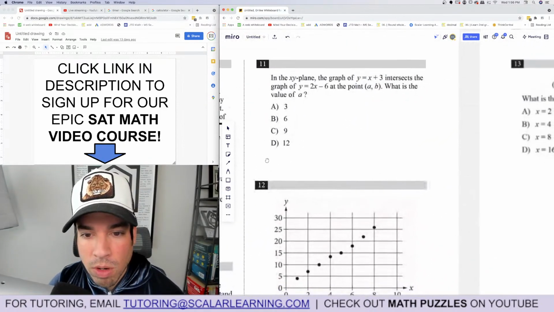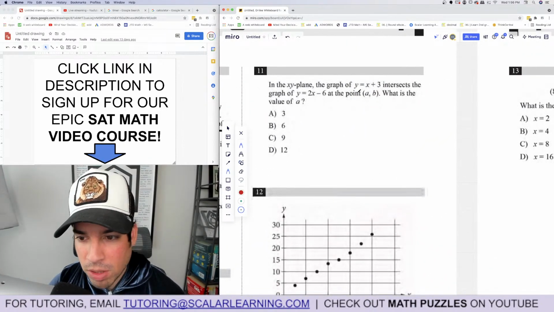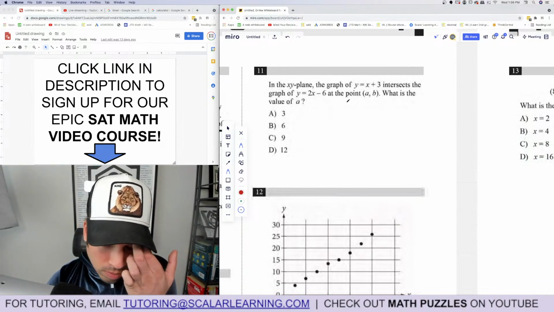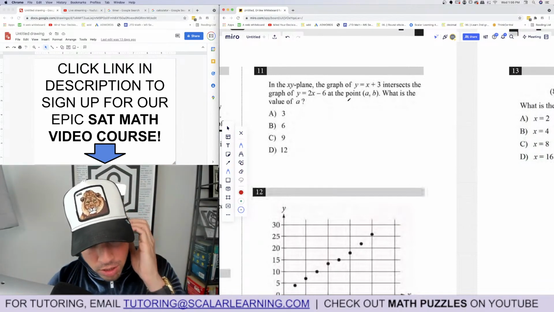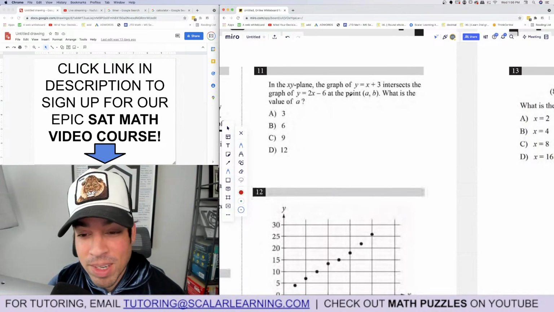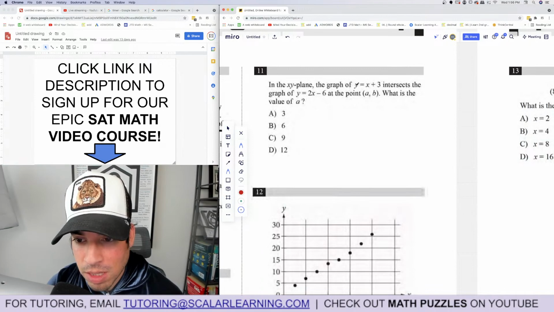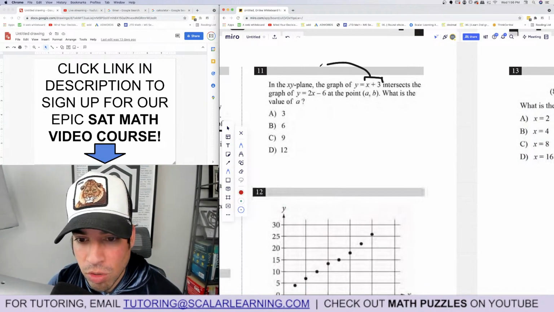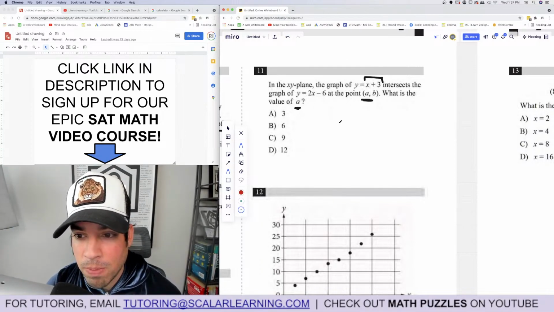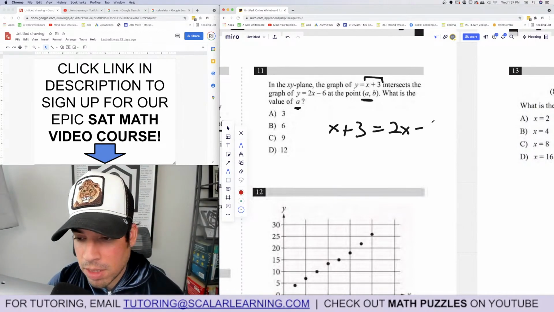Number 11. In the xy plane, the graph of this intersects the graph of this. What is the value of A, aka what is the x value at which they intersect? Now, this is just a system of equations, and I can use substitution or elimination. Normally, I always go with elimination, but let's mix it up with substitution, because they're both equal to y. If I substitute this in for this y, I can solve for x, which is what we want, that a value. So I say x plus 3 equals 2x minus 6.